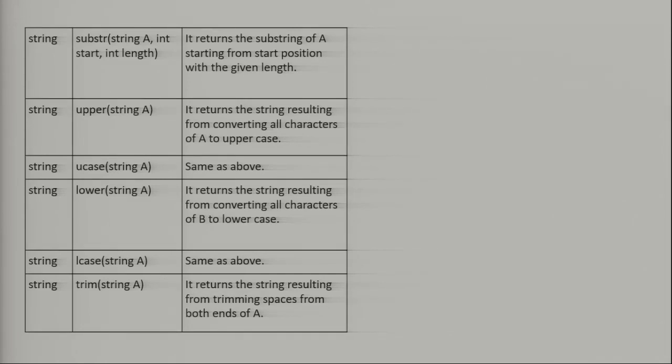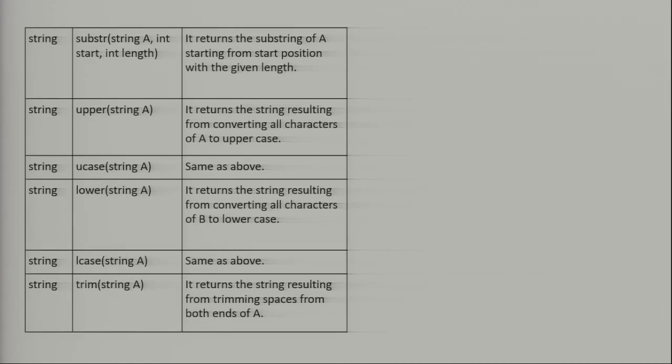That is the string, and the value you pass will be converted to uppercase. UCASE also does the same thing, so UCASE or UPPER. Then we have LOWER. It returns the string resulting from converting all characters of B to lower case. That is the point to be taken care of. UPPER, UCASE, LOWER, and LCASE is similar to LOWER.